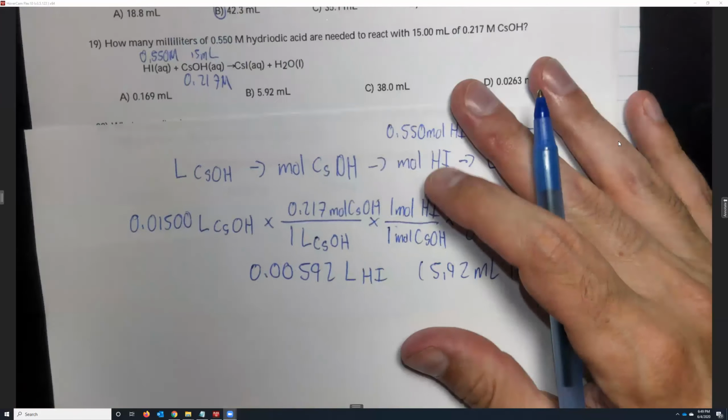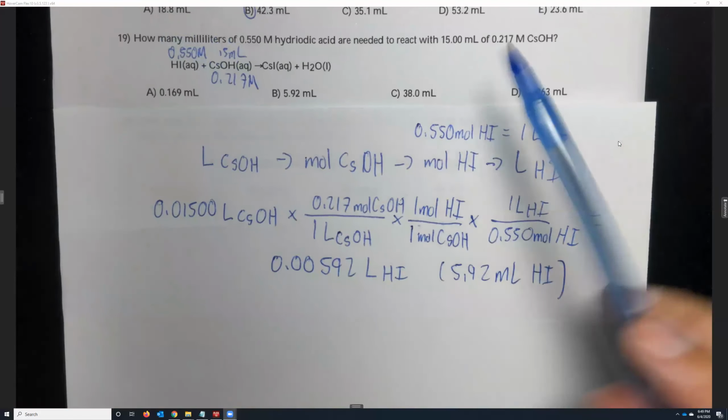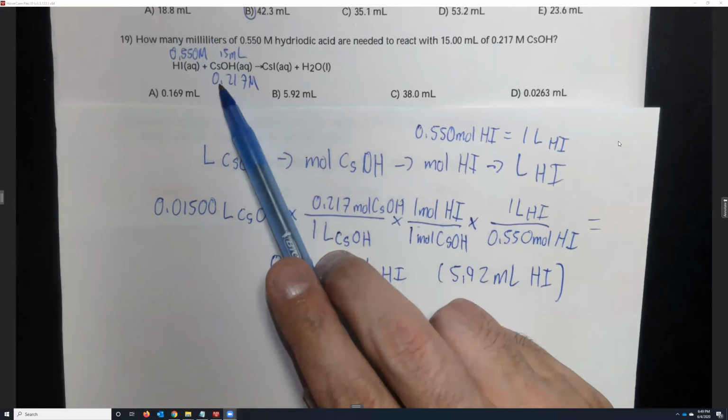Now, if we were doing this in class, somebody would inevitably ask me, can I use C1V1 equals C2V2 to solve this problem? By sheer luck, it'll work for this one, but it won't work for all of them, so I don't recommend it.